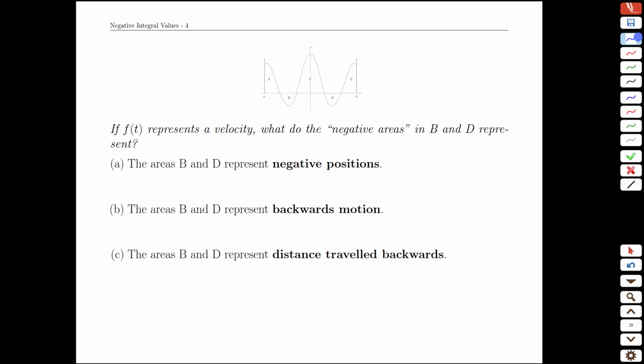If we now think of this graph as a graph of velocity against time, think about that for a moment. Ask yourself, what does it mean on the intervals B and D to have a velocity that looks like that? This is a perfectly reasonable velocity graph, but what would it correspond to in terms of physical meaning? Think about that for a moment, then we'll check back in.